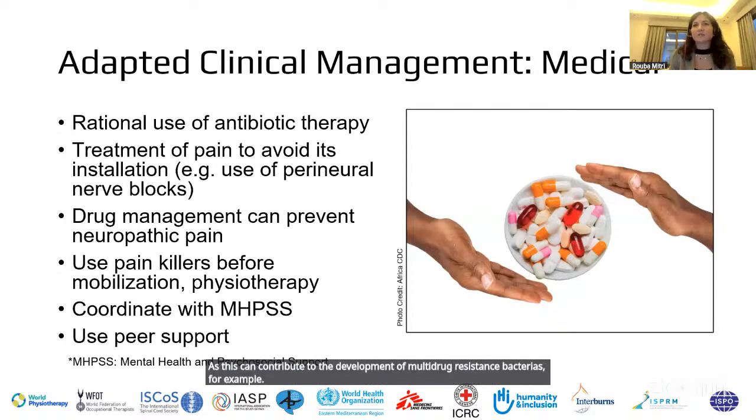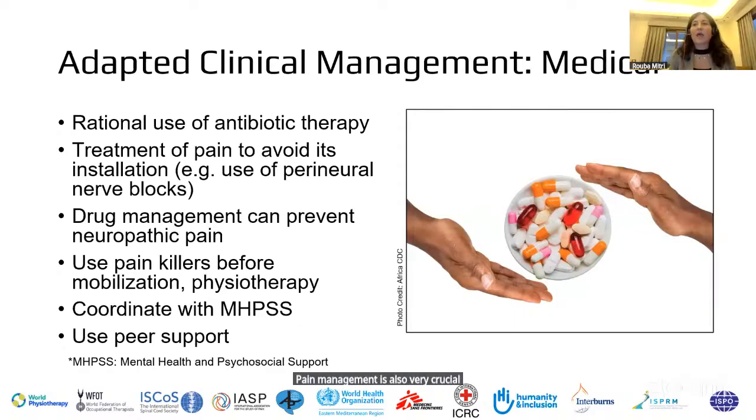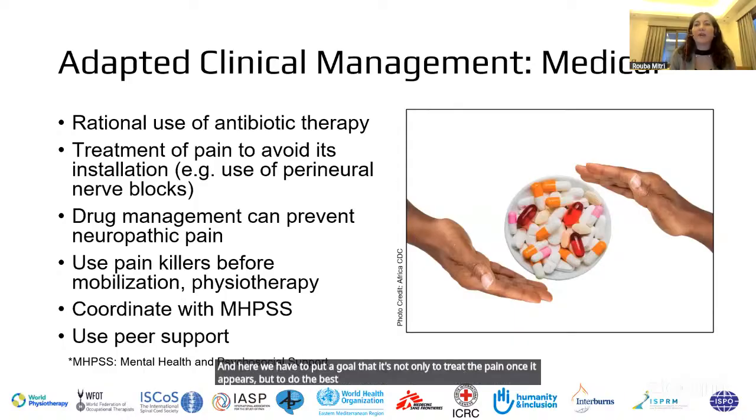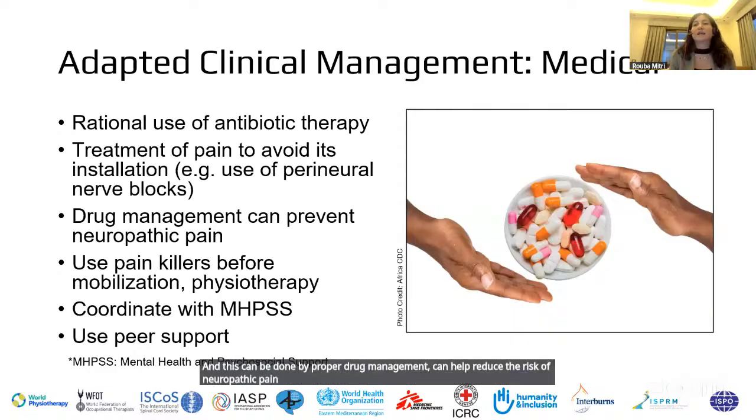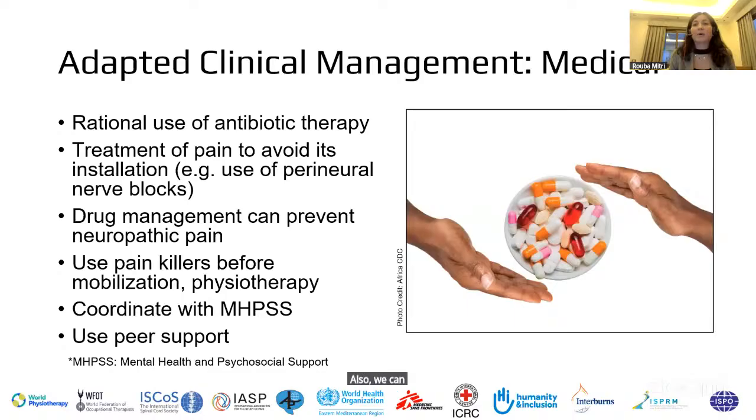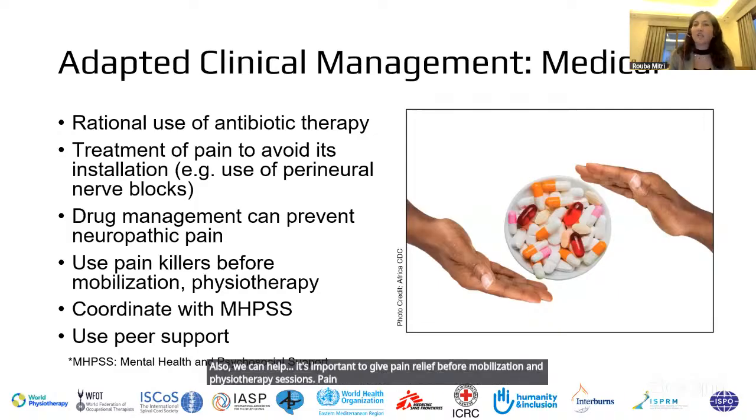Pain management is also very crucial in amputation. And here we have to set a goal that it's not only to treat the pain once it appears, but to do the best possible to prevent it from becoming chronic pain. Proper drug management can help reduce the risk of neuropathic pain, which is a long-term complication after amputation. It's also important to give pain relief before mobilization and physiotherapy sessions, and pain relief before change of dressing.